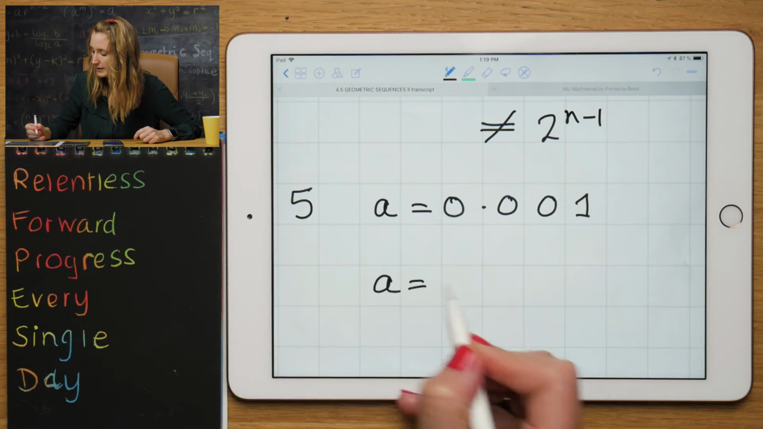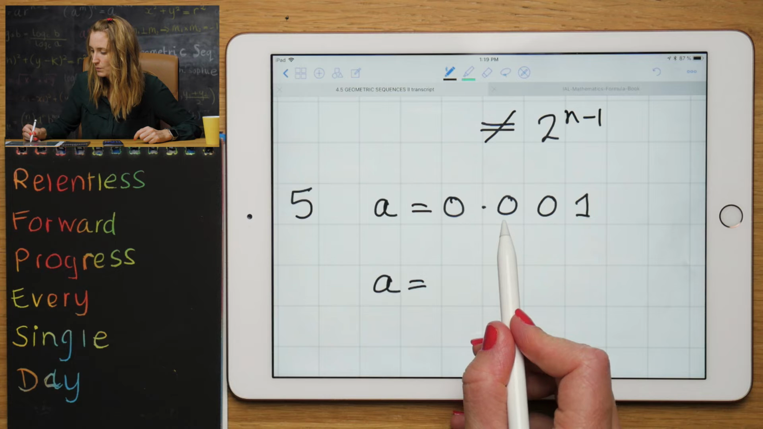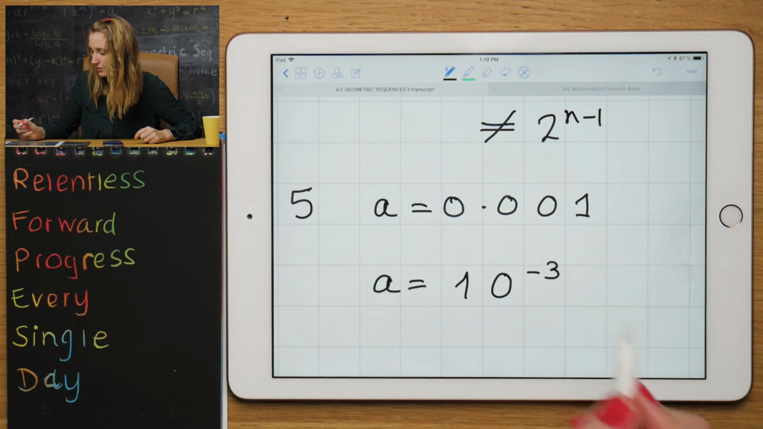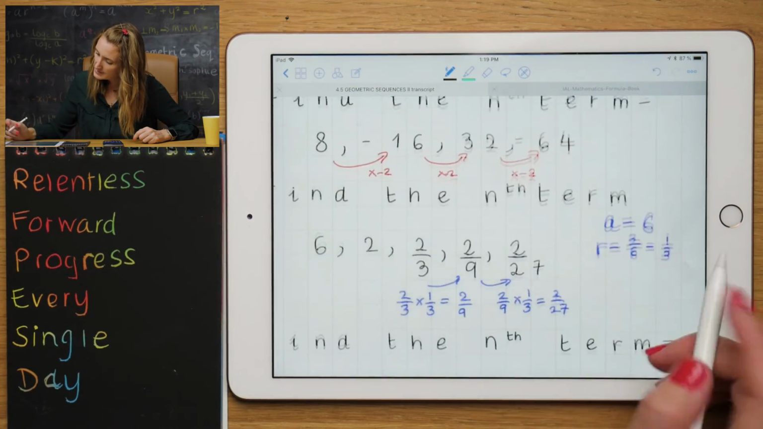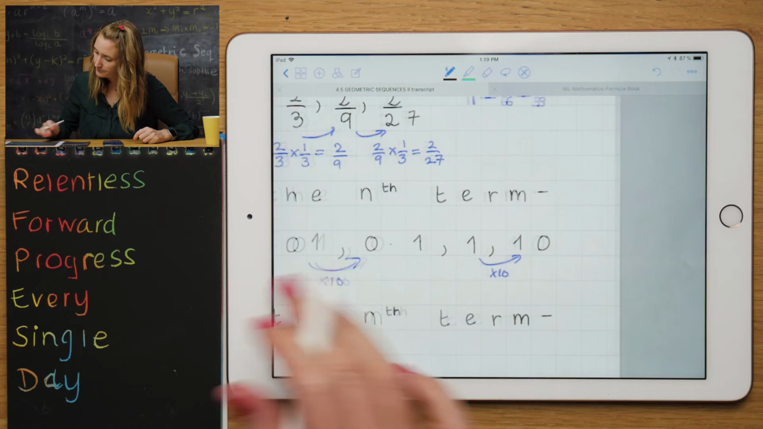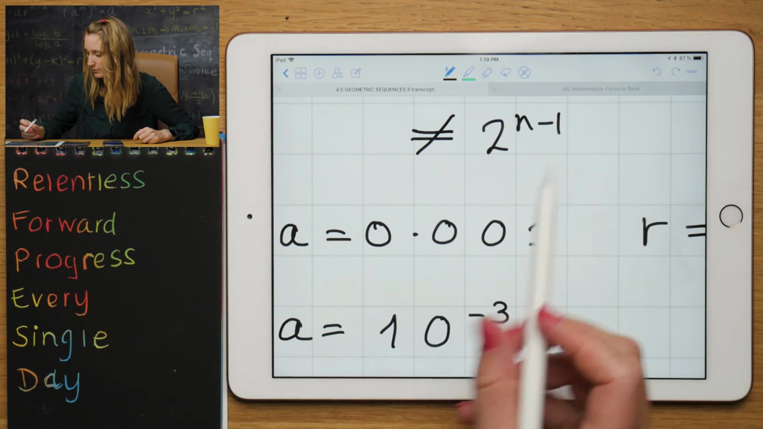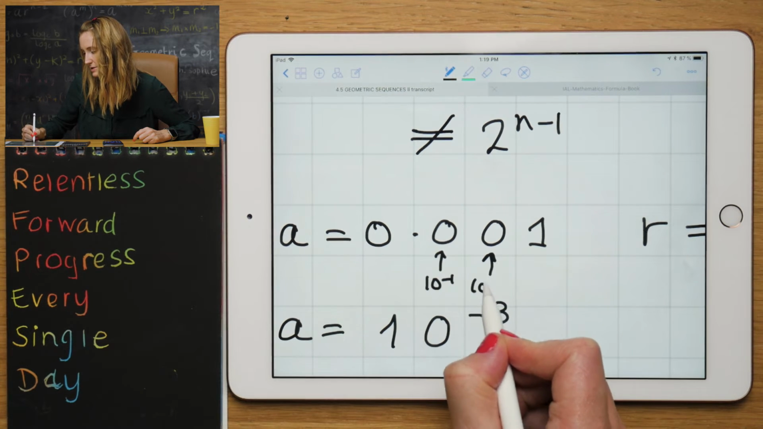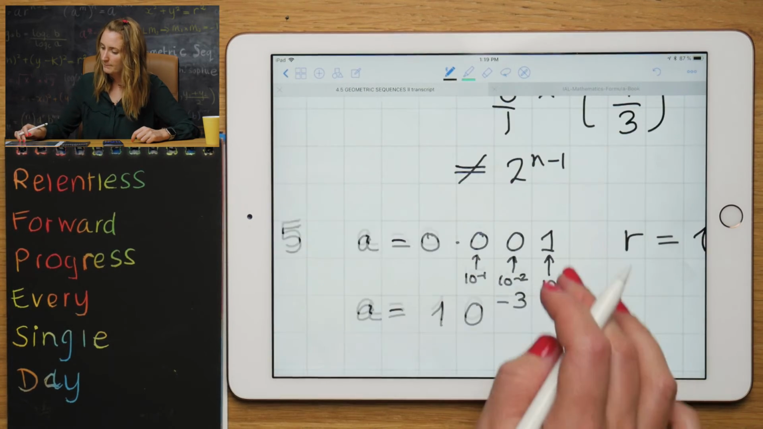It may also be easier for you to write this as 10 to the minus 3. And I'll explain why to you in a second. Our r in this case is 10. So it's minus 3. This sometimes confuses people because the first space is 10 to the minus 1, the second space is 10 to the minus 2, and the third space is 10 to the minus 3.